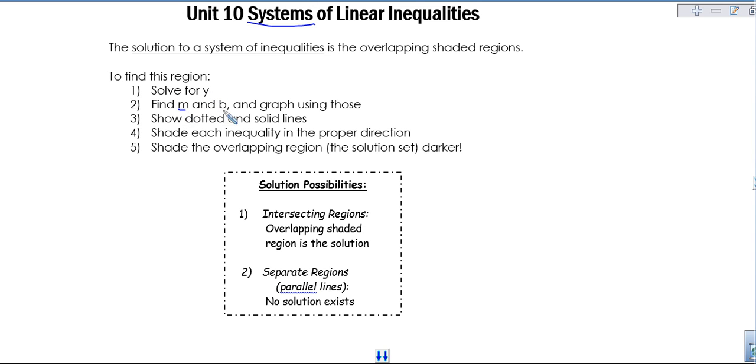To find this region, we're going to first solve all of our equations for y, find the m and the b, and then use those to make the graphs. Make sure you pay attention to the dotted lines and the solid lines. Remember, dotted lines come from less thans or greater thans, and greater than or equal to's and less than or equal to's are the solid lines.